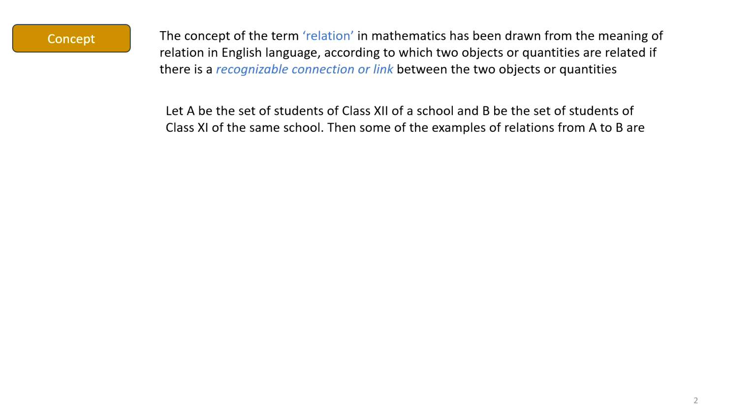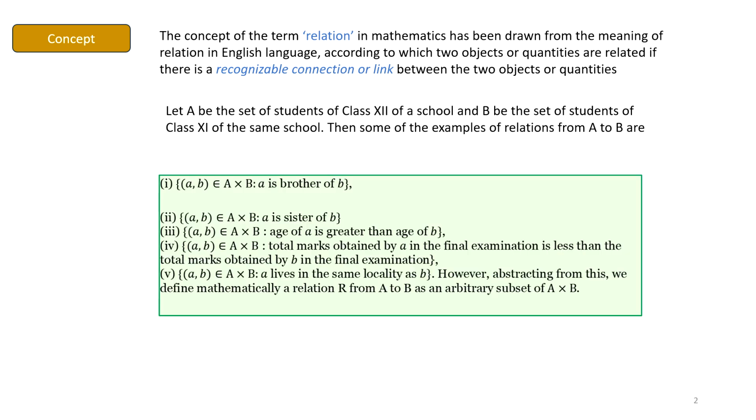Let A be the set of students of class 12 of a school, and B be the set of students of class 11 of the same school. Then some of the examples of relations from A to B are provided in the below box. If (a, b) belongs to R, we say that a is related to b under the relation R, and we write it as aRb.